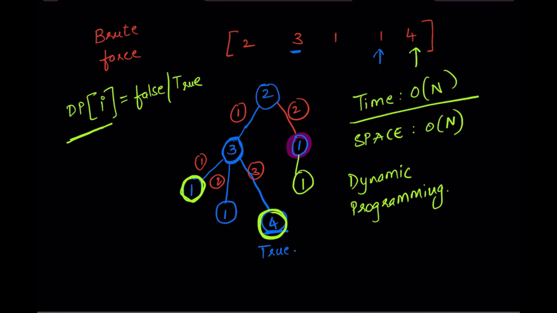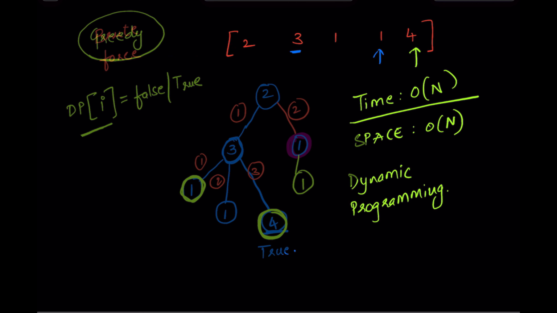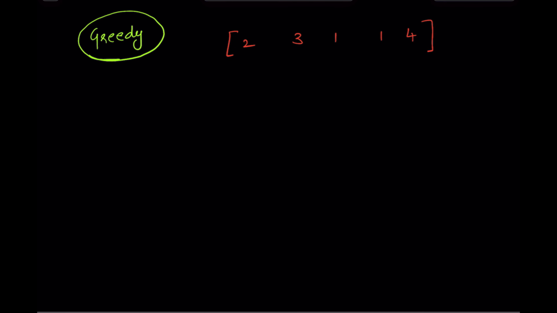Now let's discuss how we can use the greedy algorithm to solve this problem, which can help us get the best of both of the solutions that we have discussed, that is the time complexity of O(n) and space complexity of O(1). Until now, when we were running the iteration, we were starting from the first element and moving towards the right hand side to see how many steps we can go.